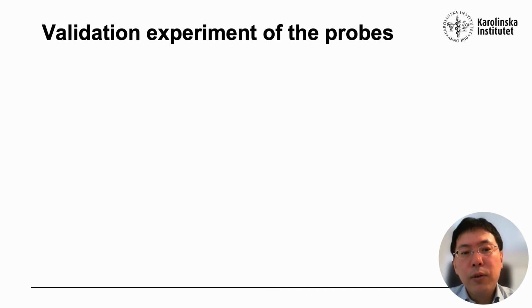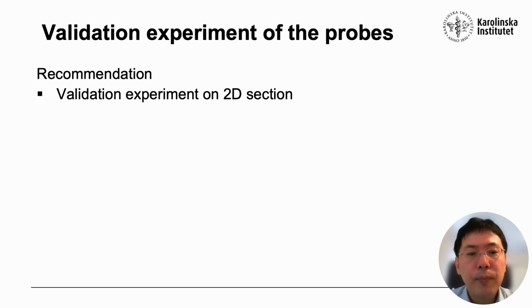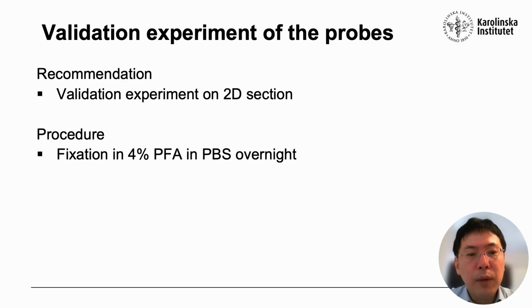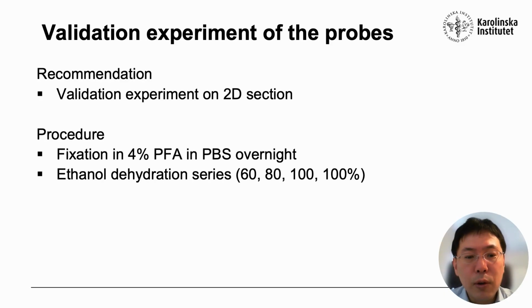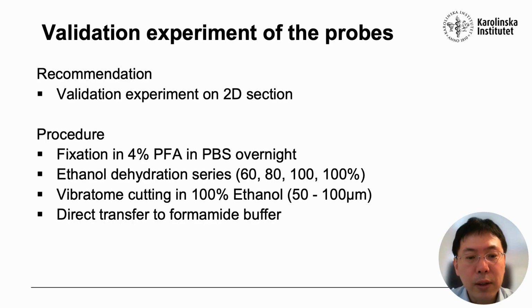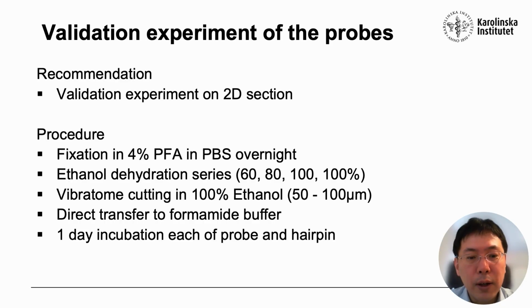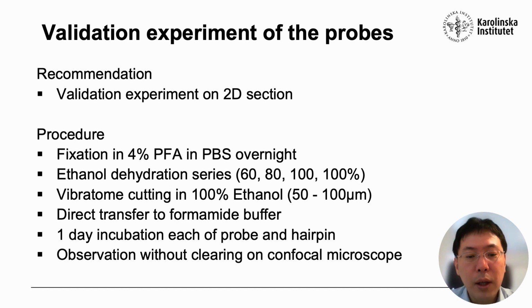Next, I'd like to share how I usually perform probe validation experiments. For this, I recommend conducting validation using 2D sections first. Here, the procedure we follow starts from fixation, dehydration, cutting, formamide buffer hybridization, and 1-day incubation of each probe and the hairpin, and you can observe the section without clearing on confocal microscopy.